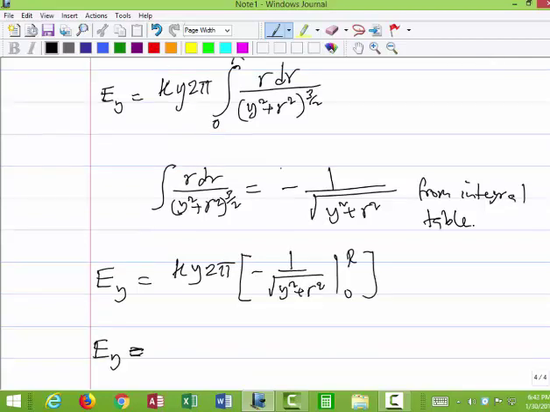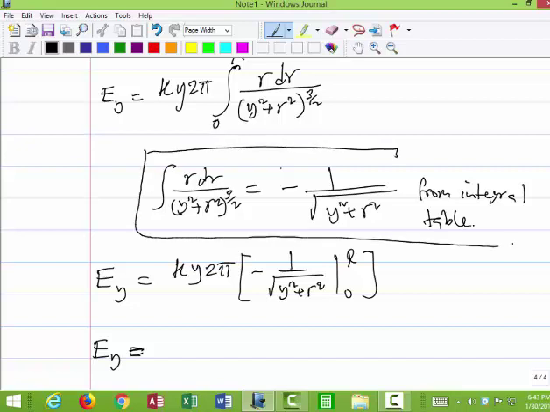When you moved 1 over y squared plus r squared, doesn't it become a positive? No, I didn't move it across the equal sign. I'm just solving the integral here, using this formula to solve this integral. All I've done is solve it, and that's why I put it this way. So all we have to do now is evaluate the limits.